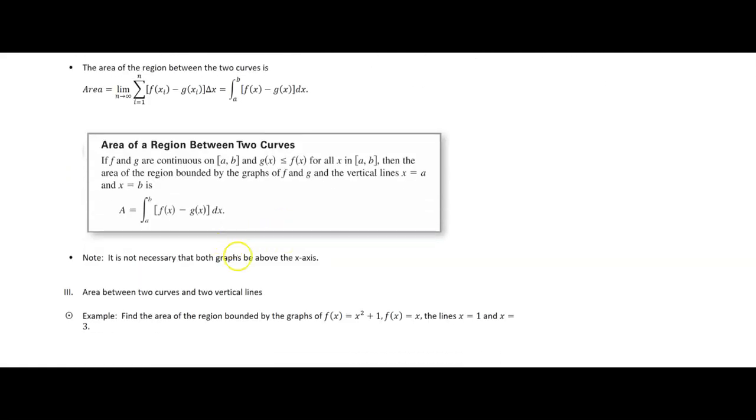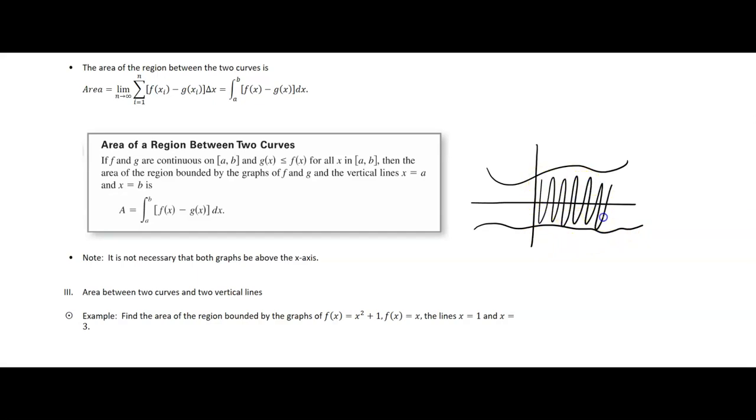And it's not necessary that both graphs actually be above the x-axis. So one of them could be above and one of them could be below. So if you had a situation like this where one curve is up here and one curve is down here, it will still work to find the difference between them by subtracting, because all of the negative points down here will just end up being added instead of subtracted, which gives you the area between the two curves. So it works regardless.